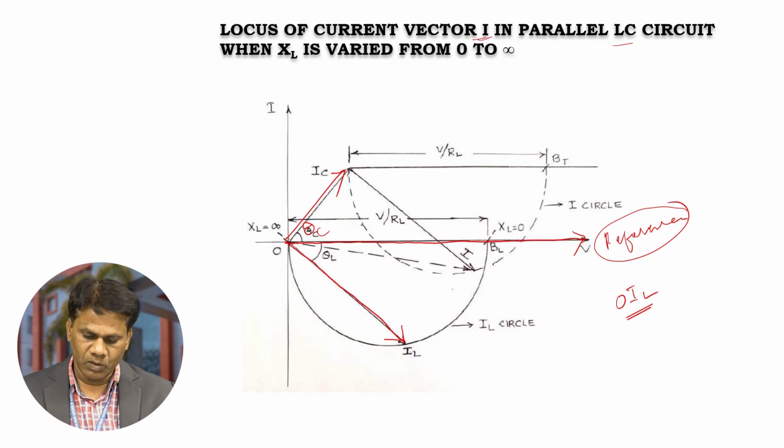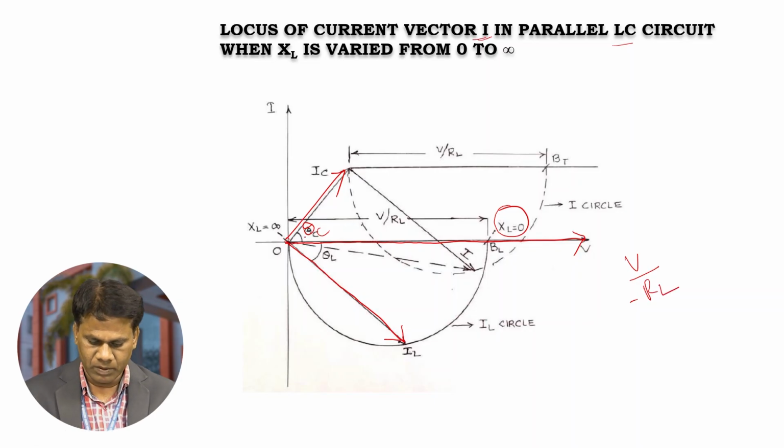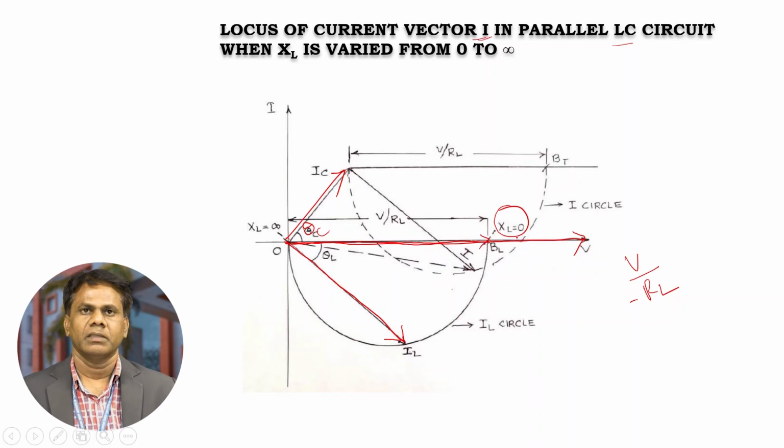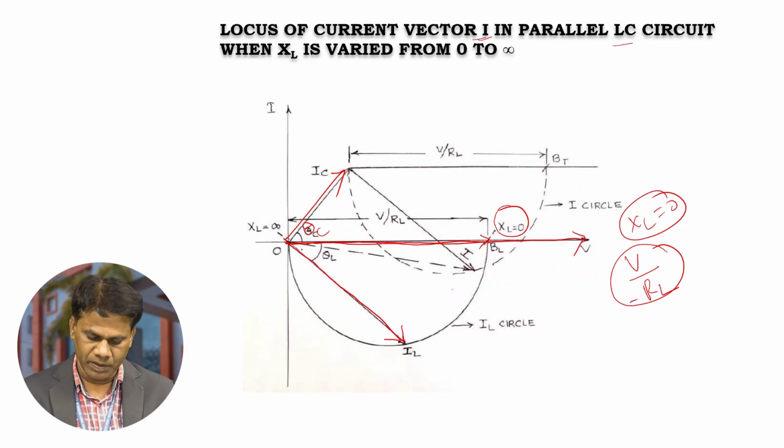Here XL is the variable. I am considering the XL value from 0. When XL is equal to 0, the current is maximum, and that maximum current is given by V by RL. So this is the vector. It is in line, in phase with the voltage. When XL is equal to 0, the amplitude of the maximum current is given by V by RL, and this current is in phase with the voltage.